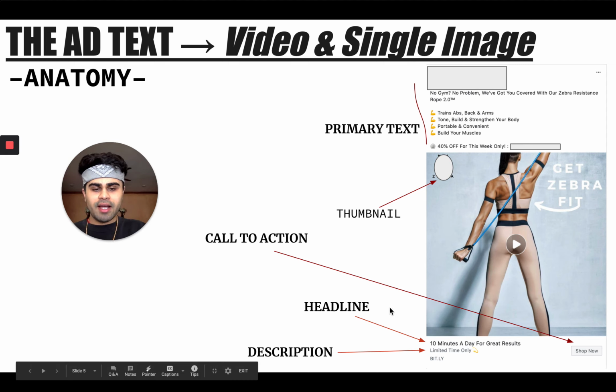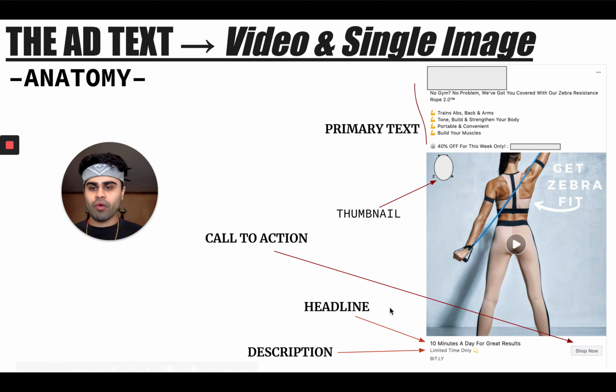This is the headline where it says 10 minutes a day for great results. Here you can have different things. There's no right or wrong. I like to have usually a very bold statement. I usually like to list the name of the product, but I don't like to be repetitive, right? I already have the name of the product right here on the top where it says zebra resistance rope, so I don't want to have it again. So I did a very bold and important statement of what this product is about or what it does. It says 10 minutes a day for great results, right?